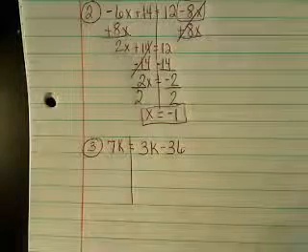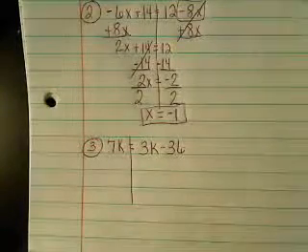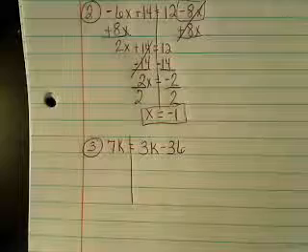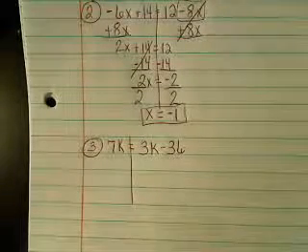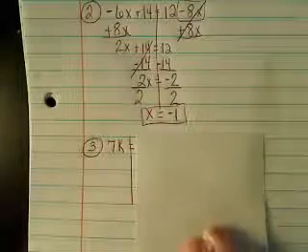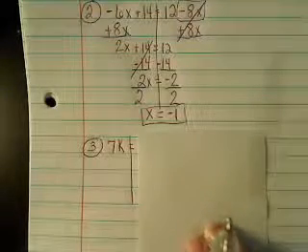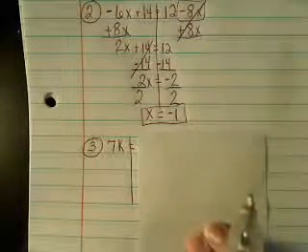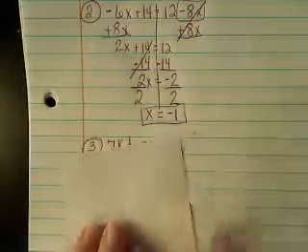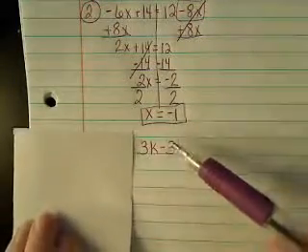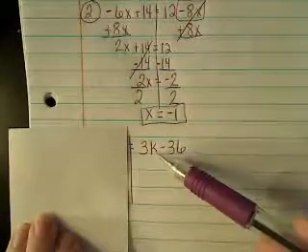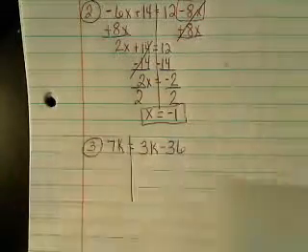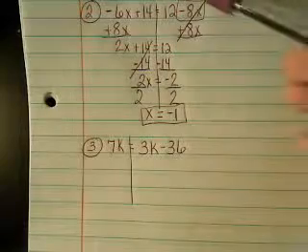Okay, step 1, distribute. I don't have any parentheses, so I can't do the distributive. Step 2, combine like terms. That means I look on that side of the equal sign and see if I can combine those. I can't. And because there's just one term, I look over here and see if I can combine those. I can't, because that has a k and that one does not. So I'm going to go to step 3.